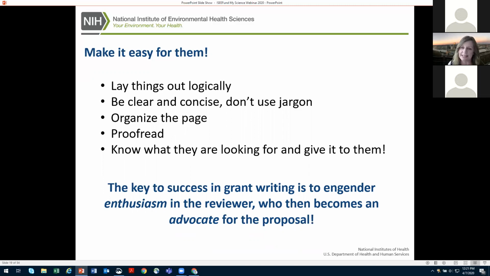So your key to success at grant writing is really to engage enthusiasm in what you're writing so that the reviewer becomes an advocate for your proposal. Because as things become undiscussed, you just need one reviewer saying, I like this, I think we should discuss this. And so that's one of the critical elements that you don't know about review.